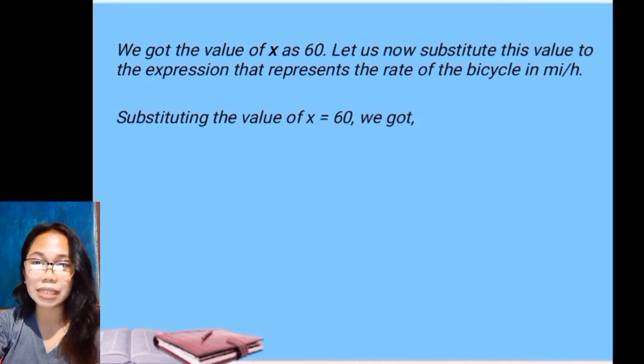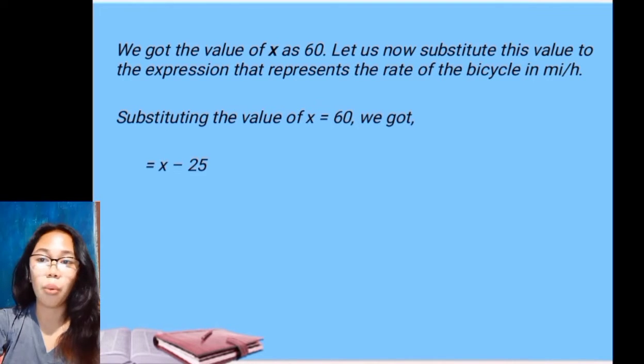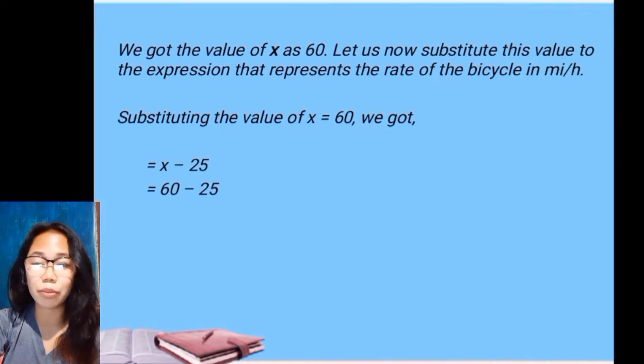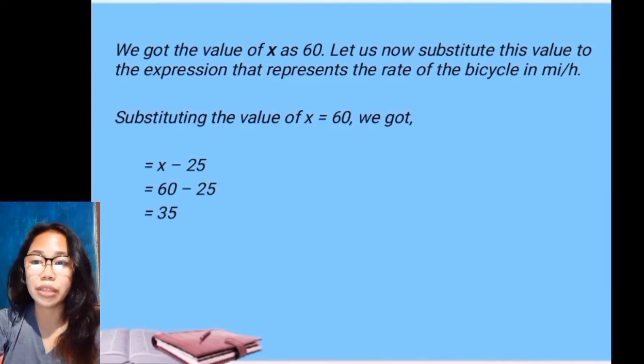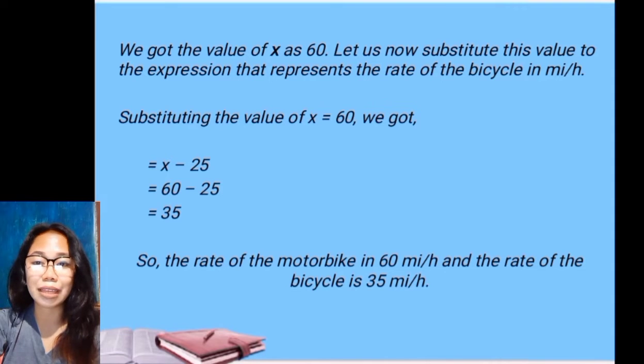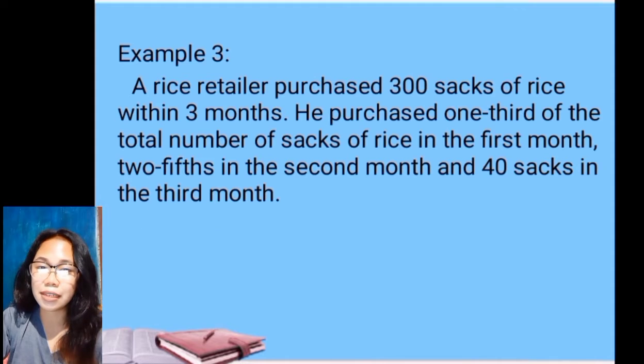Substituting the value of x equals 60, we got x minus 25. Why x minus 25? Because x minus 25 represents the rate of the bicycle in miles per hour. The x becomes 60 minus 25, with a total of 35. So the rate of the motorbike is 60 miles per hour and the rate of the bicycle is 35 miles per hour. We are going to proceed to example number 3.